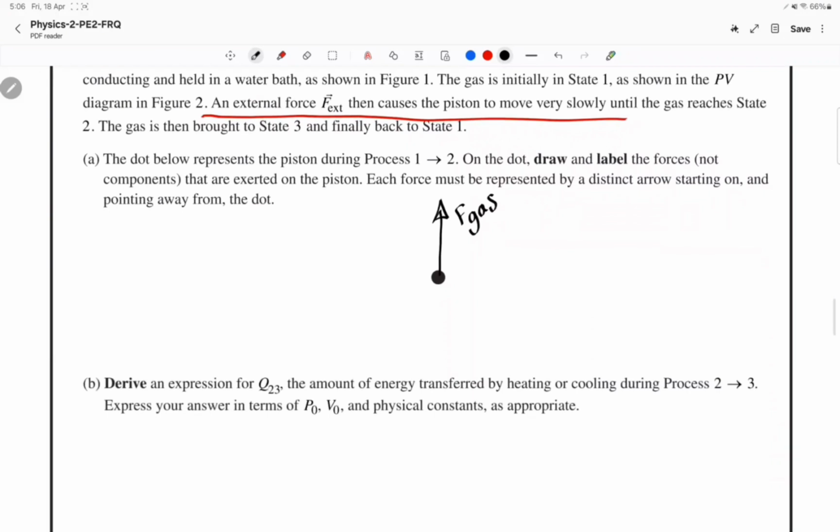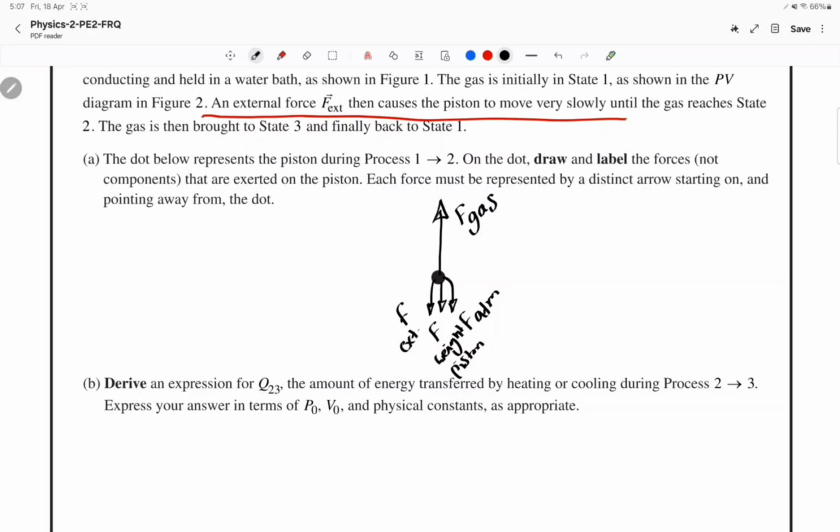Now you must draw 3 arrows that in total add up to this arrow that we just drew going upward. So you're going to have three tiny ones, exactly, that are, let's say, the same length as each other. So I'm going to say F atmosphere, F weight of the piston, and F external.